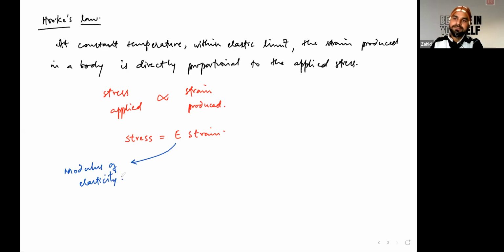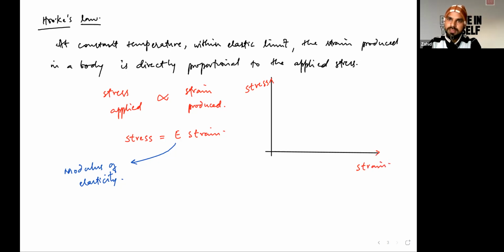Is it clear? Yes, sir. Okay. Now you can say as stress is directly proportional to strain, so the graph between them will be a straight line. So if you draw a graph related to these two terms, this is stress applied and this is corresponding change in strain. So the graph of these two terms will be a straight line. Is it clear? Yes, sir.